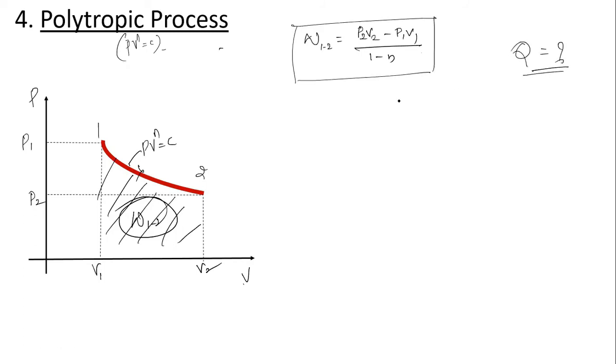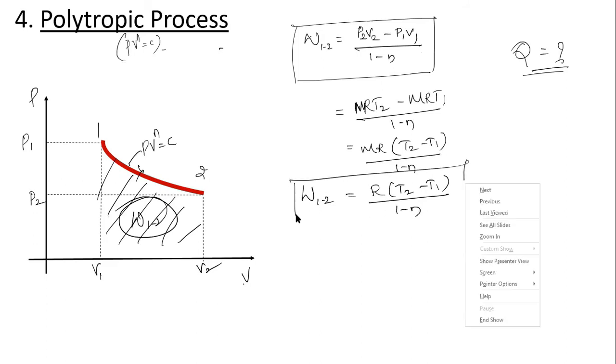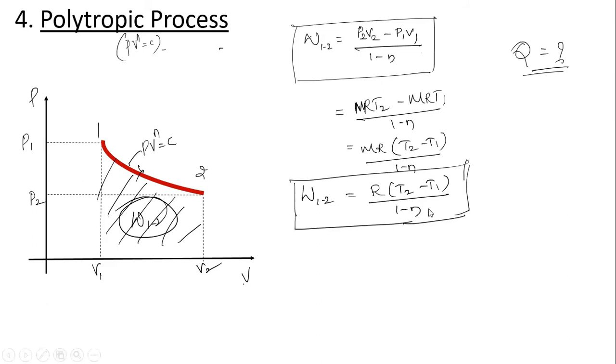Our task is to find what is Q using the first law of thermodynamics. Before that, let me rearrange this. P2 V2 can be written as m R T2, and P1 V1 can also be written as m R T1, divided by 1 minus n. Now, m R can be taken common. This is (T2 minus T1) divided by 1 minus n. For a unit mass, W1 to 2 is R (T2 minus T1) divided by 1 minus n. This is the work expression in terms of temperature.